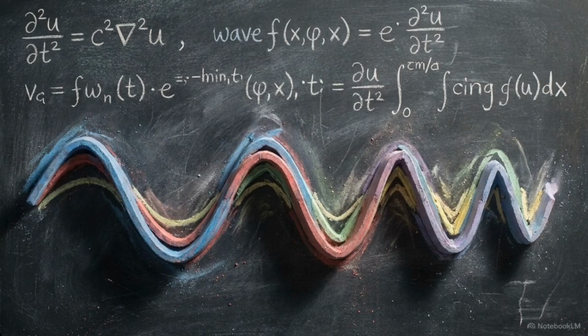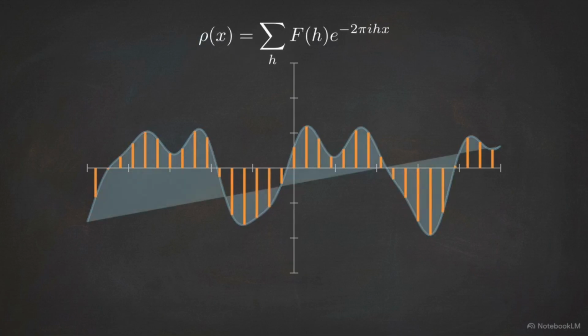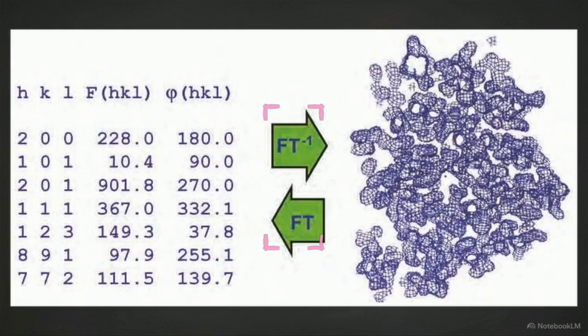The engine driving this inversion is the Fourier transform. Instead of a continuous integral, we rely on a discrete mathematical summation to pull spatial information out of the scattered wave data. This transformation is strictly bijective. Information in the real spatial domain maps directly to the reciprocal frequency domain, and vice versa.